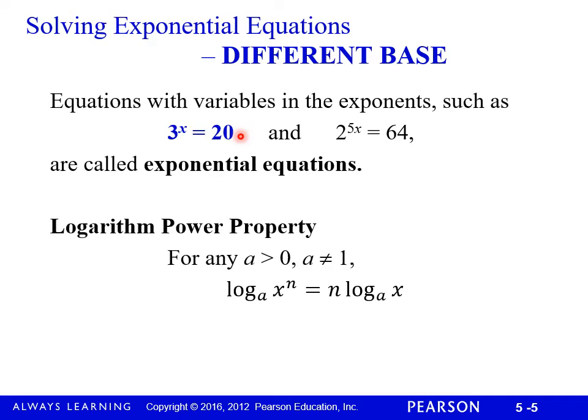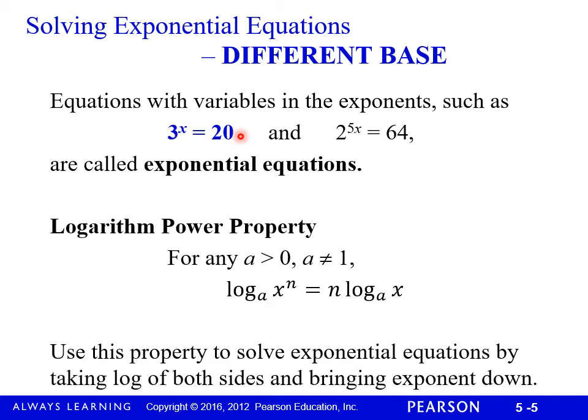In this case, we're going to use something called the logarithmic power property. We're going to use this property to solve exponential equations by taking the log of both sides and then bringing the exponent down. So let's look at one here. 3 to the power of x equals 5 squared. We can tell right away that we do not have a same base problem. So we're going to take a log of both sides, and we can use the common log or the natural log, but we should use one of those because we're going to use our calculator to solve this. So if we take the log of both sides, we get the log of 3 to the power of x equals the log of 5 squared.